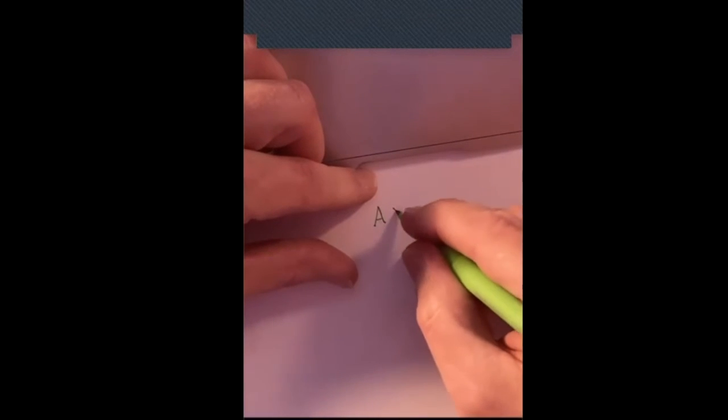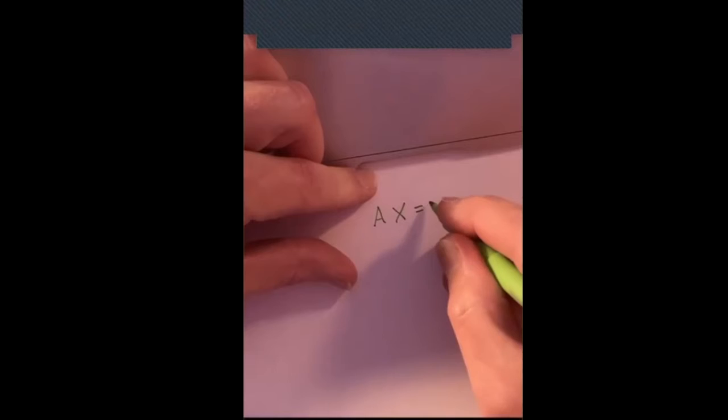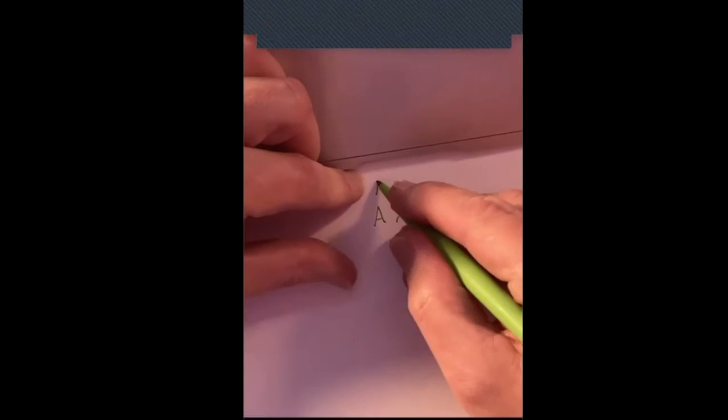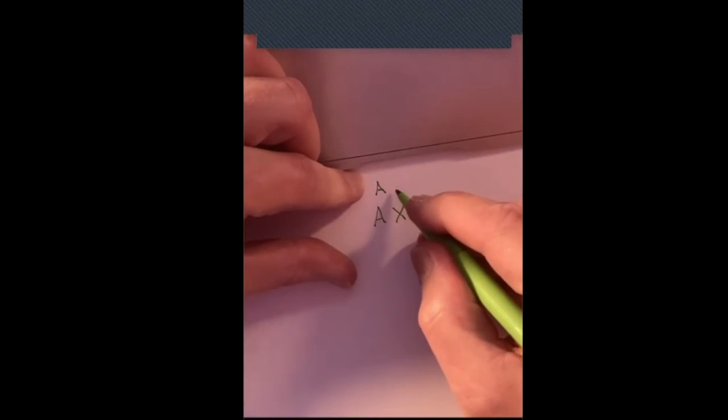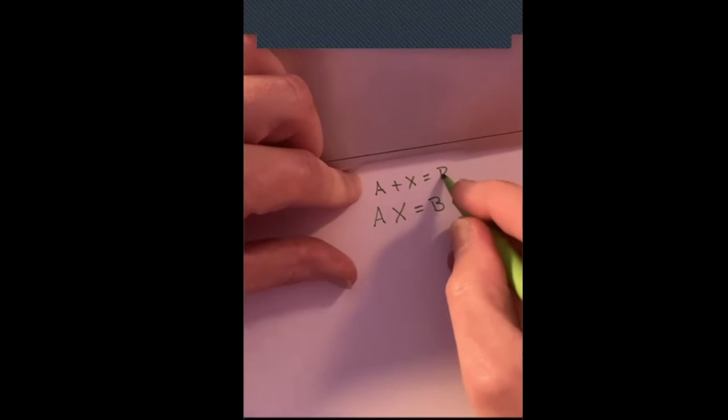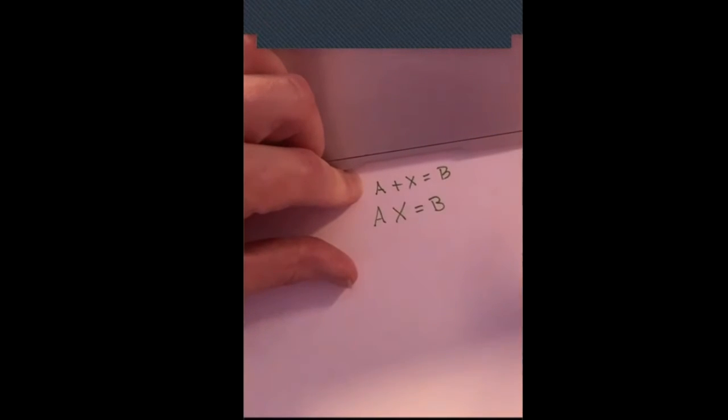With matrix equations, the basic thing looks like this, right? It's really easy when you're adding and subtracting because there's not much to that. If I'm adding, a plus x is equal to b, I can just subtract a from both sides. There's nothing magical about that.